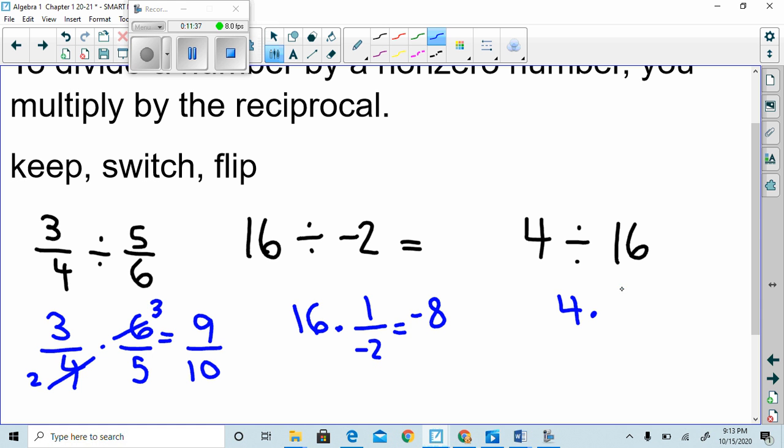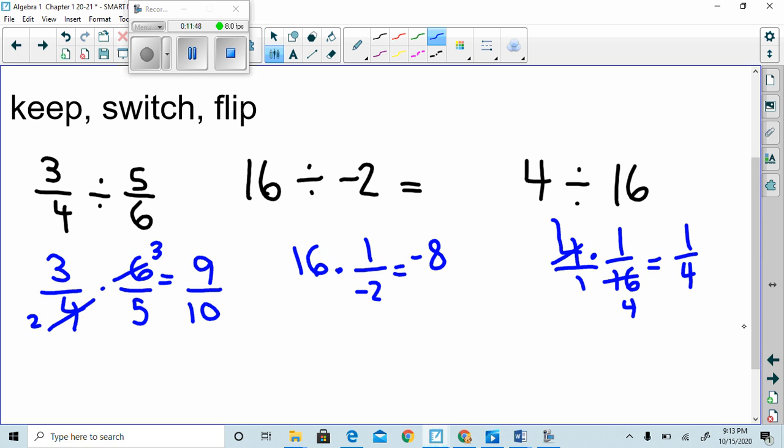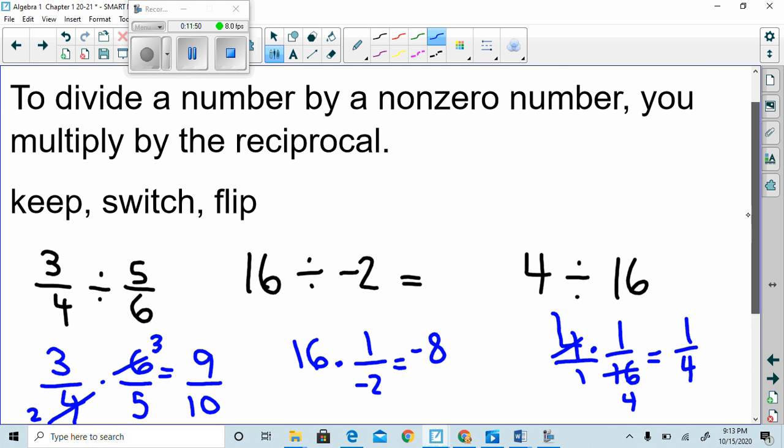4 times the reciprocal, be careful on this one, 1/4. So these are just a couple samplings. We'll do more on Monday in our next class, and we'll be preparing for a test early next week. Thanks for your time.